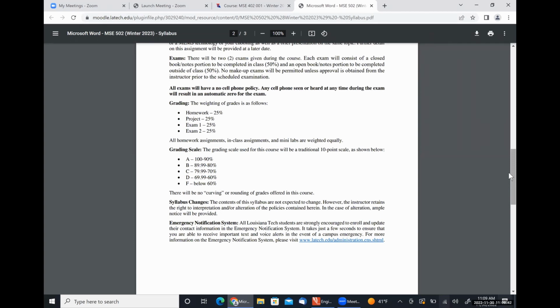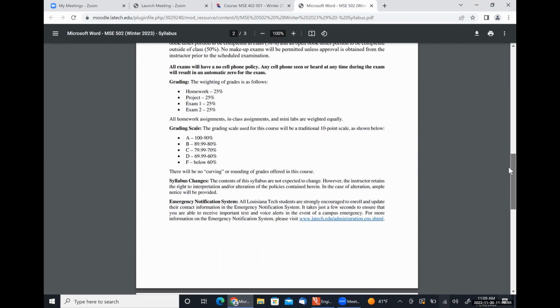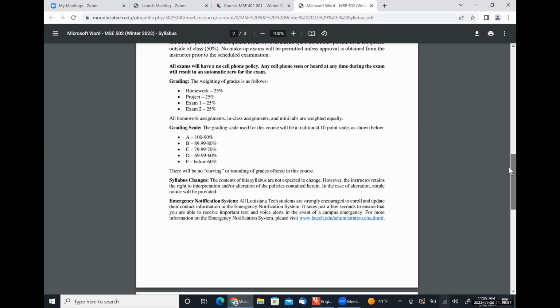The contents of the syllabus are not expected to change, except I'm going to fix this typo talking about things that do not occur in this class, because that's completely asinine. I reserve the right to change the syllabus if I need to, and I will let you know if and when those changes are made.